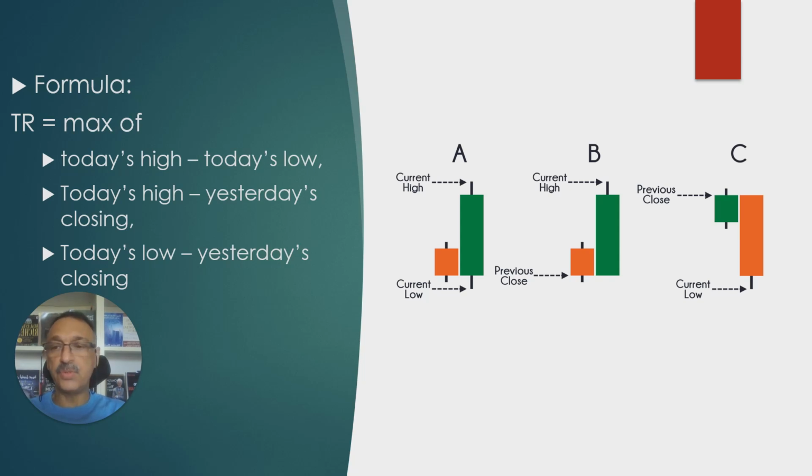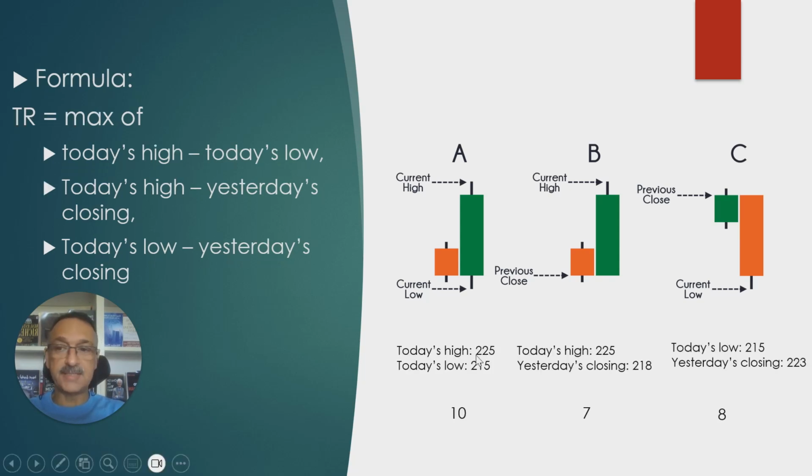Okay, let's take an example to explain this. Let's assume that today's high was 225 and today's low is 215. The first condition is current high minus current low, which is 225 minus 215, which is 10. The second condition is current high minus previous day close. Current high is 225, yesterday's close we assume is 218. Then this is 7.